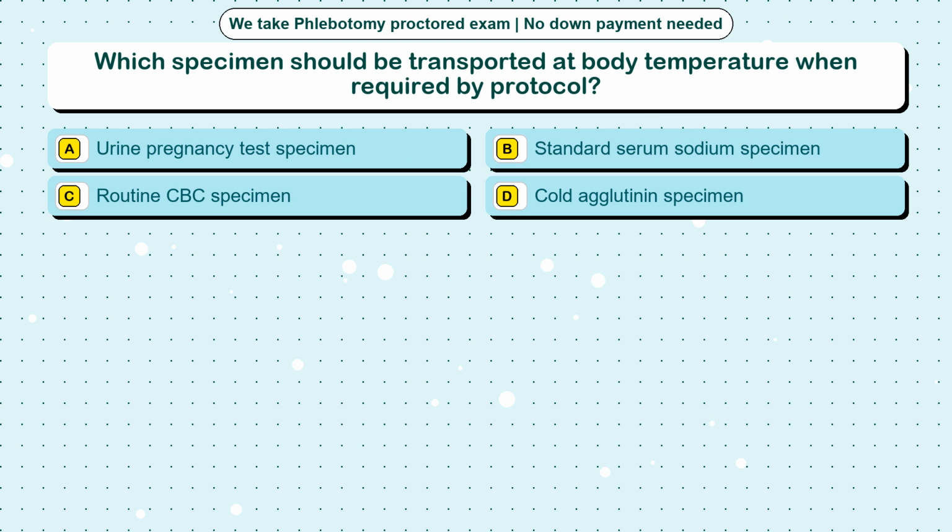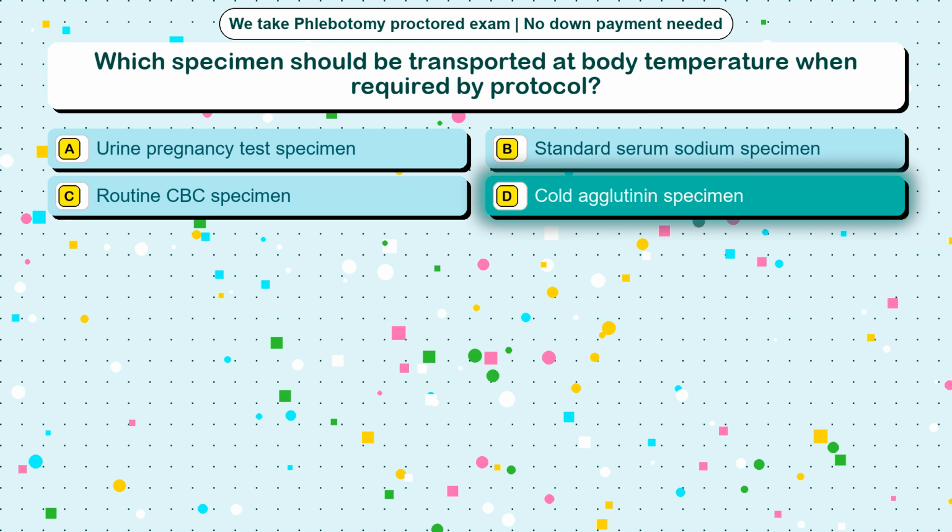Question 86. Which specimen should be transported at body temperature when required by protocol? Option A. Urine pregnancy test specimen. Option B. Standard serum sodium specimen. Option C. Routine CBC specimen. Option D. Cold agglutinin specimen.